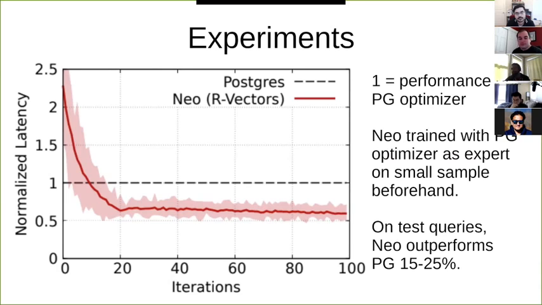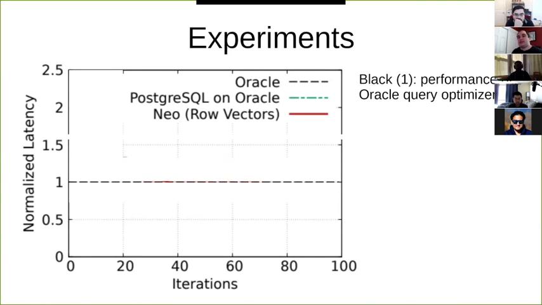So a common complaint that we get when we walk this work around is that the Postgres optimizer sucks. A lot of people say it's not nearly as good as the state-of-the-art optimizers. It's not nearly as good as what we have in SQL Server or Oracle. So the next thing that we compared against was those state-of-the-art optimizers.